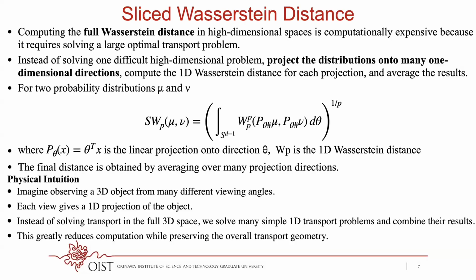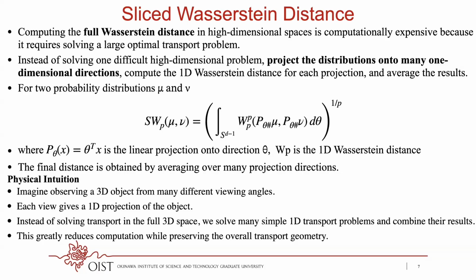To give an intuition about how this sliced Wasserstein distance works, you can imagine observing a three-dimensional object from many different viewing angles. Each view gives a one-dimensional projection of the object, and instead of solving transport in the full three-dimensional space, we solve many simple one-dimensional transport problems and combine their results, which reduces the computation.